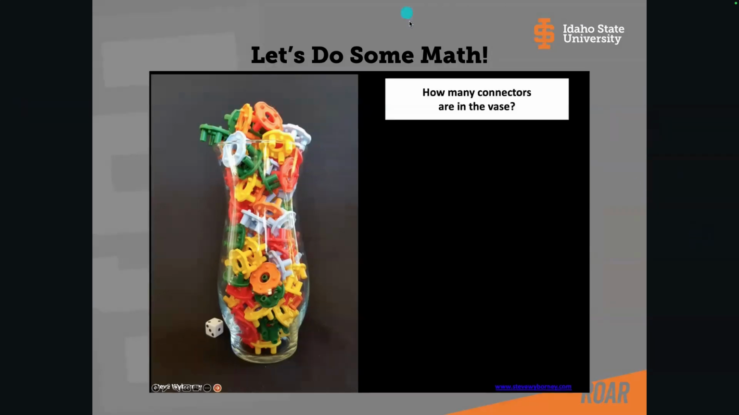Okay, so we're looking at how many connectors are in the vase. So right now, make a guess. Sorry, not a guess, make an estimate. Look at that vase. Think about how many connectors you think are in the vase and just throw your estimate in the chat.